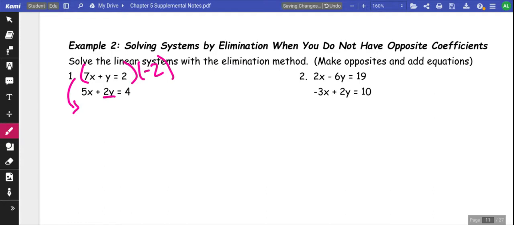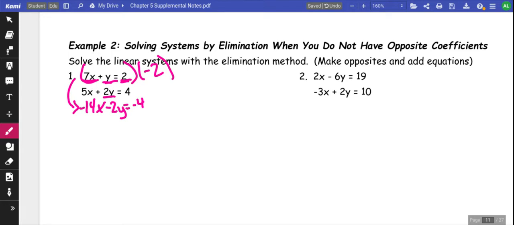I'm multiplying every single term: the 7x, the y, and the 2. Negative 2 times 7x, I get negative 14x. Negative 2 times y, that's negative 2y. Negative 2 times 2, that's negative 4. See, the equal sign, everything is still in the same place. I multiplied each one of these things by negative 2. Do we see what that did?